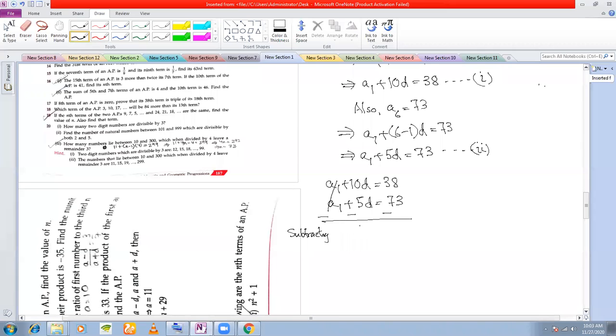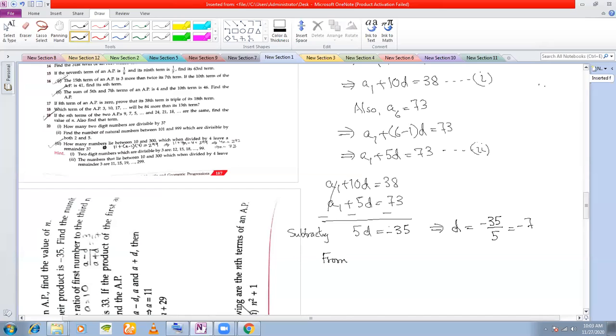This cancels off. 5D is equal to 38 minus 73. You have minus 35 in fact. Minus 73 plus 38 is minus 35. You have D is equal to minus 35 by 5, which is minus 7. So common difference you have got is minus 7. What is left? First term. You can either put in 1 or put in 2. Let us put in 1.